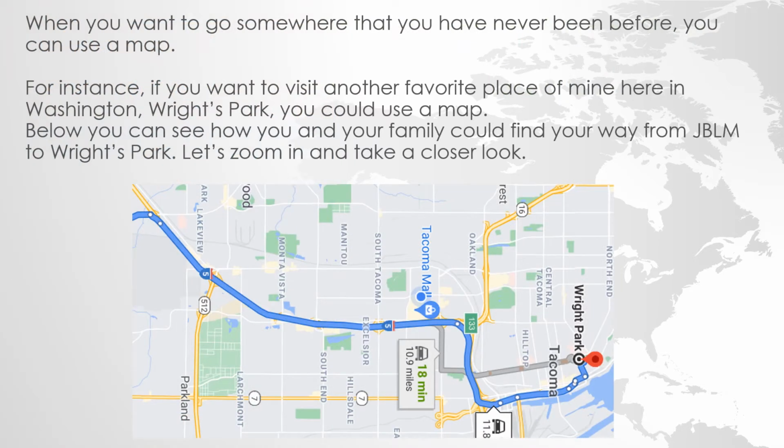When you want to go somewhere that you've never been before, you can use a map. For instance, if you want to visit another favorite place of mine here in Washington, Wright Park, you could use a map. Below, you can see how you and your family could find your way from JBLM to Wright Park. Let's zoom in and take a closer look.